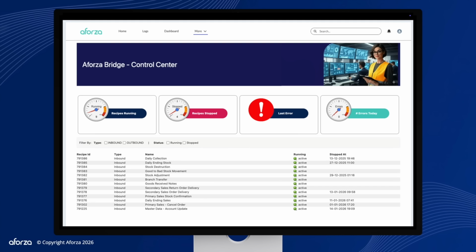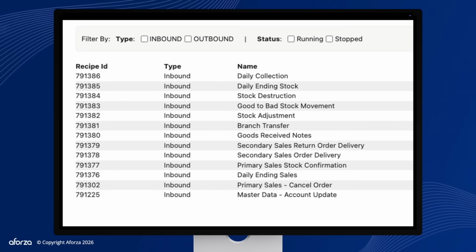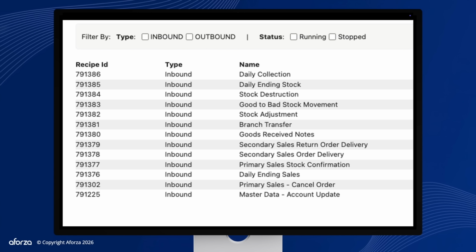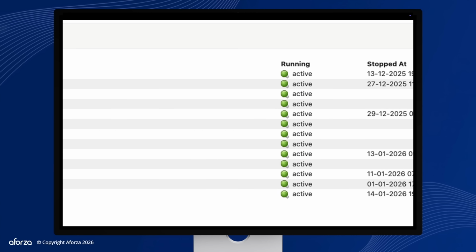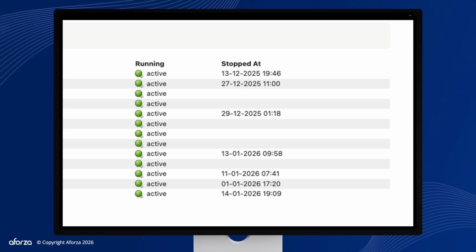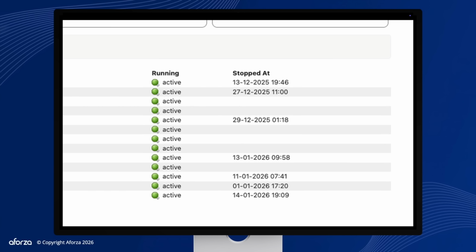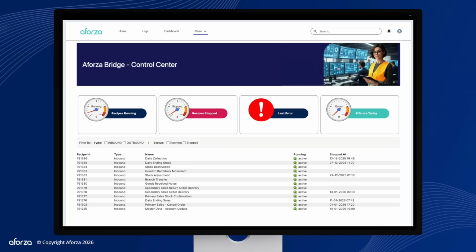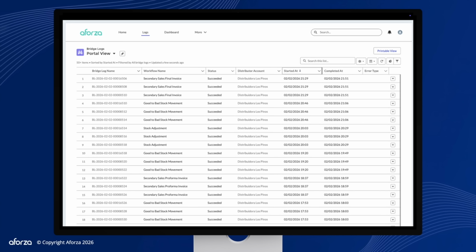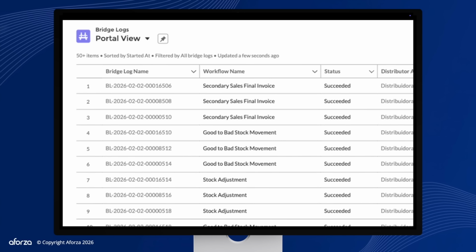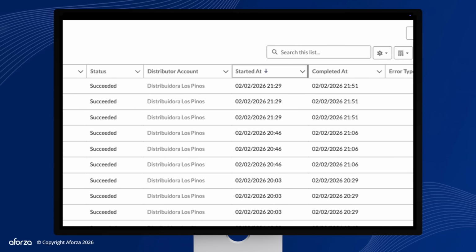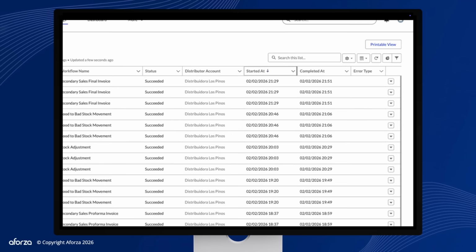And if I come into the Aforza Bridge Control Center, here's where I can see all the different recipes, so those different types of processes that are actually running. And we can see the different types of daily stock and inventory transfers that are running, when they've been stopped, what status they're in. And again, we've got the full history of all of those logs available for me to review or export, depending on who needs to see and who needs to access those different pieces of information.